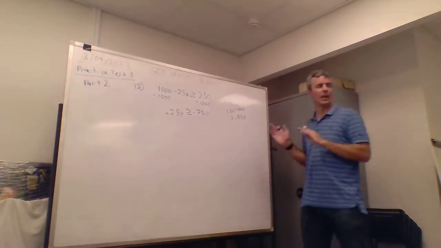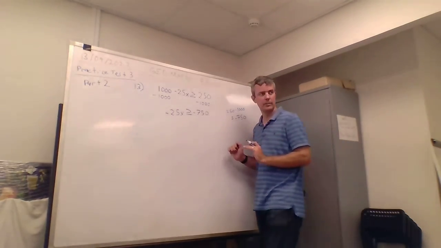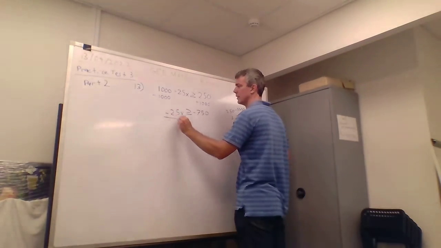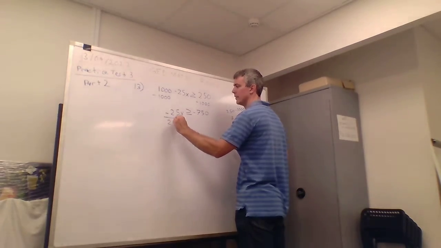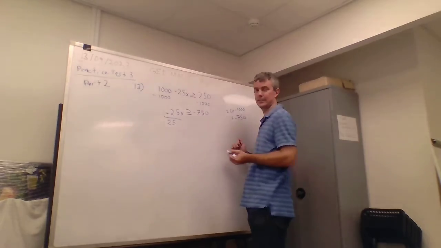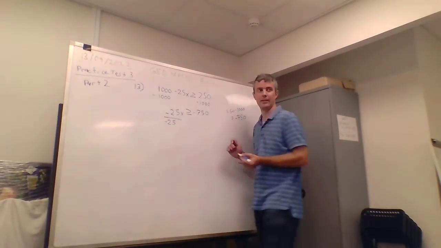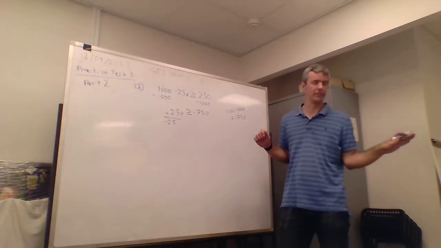Now we want x, right? So how do we get x by itself? Divide by what? 25. We're going to have negative 25x, so I want to divide by negative 25, and we'll get x by itself.